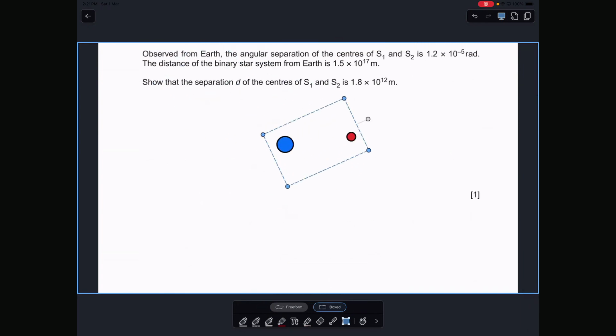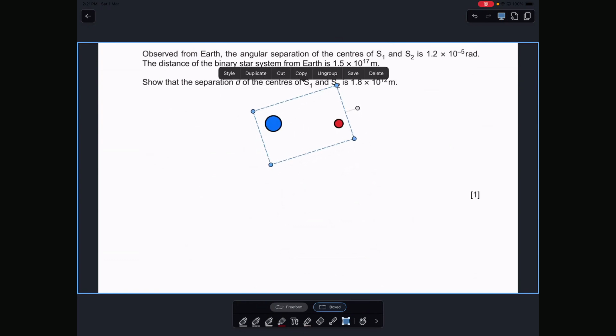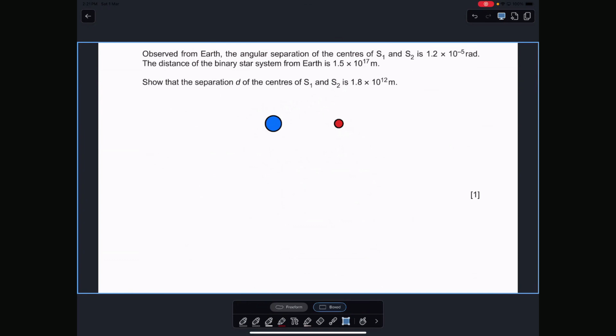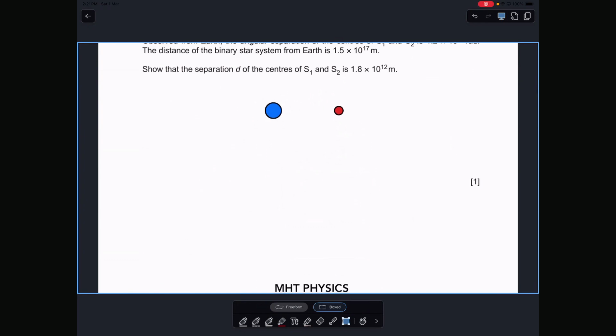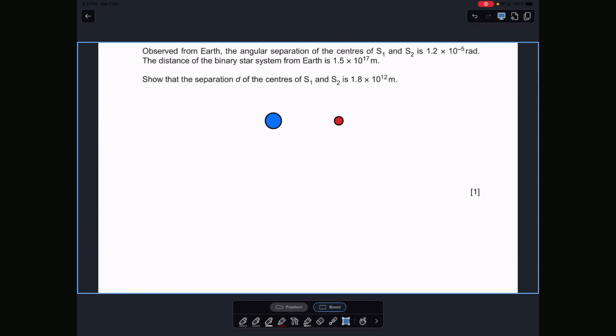So এখানে বলছে observe from Earth the angular separation in the centers of S1 and S2 is 1.2 into 10 to the power minus 5 radian. The distance of the binary system from Earth is given here. Show that the separation d of the center S1 and S2 is given by, excuse me, that value there. So কি আমাকে একটু বলতে পারবো কি মিন করছে? Is there anyone who can answer this?